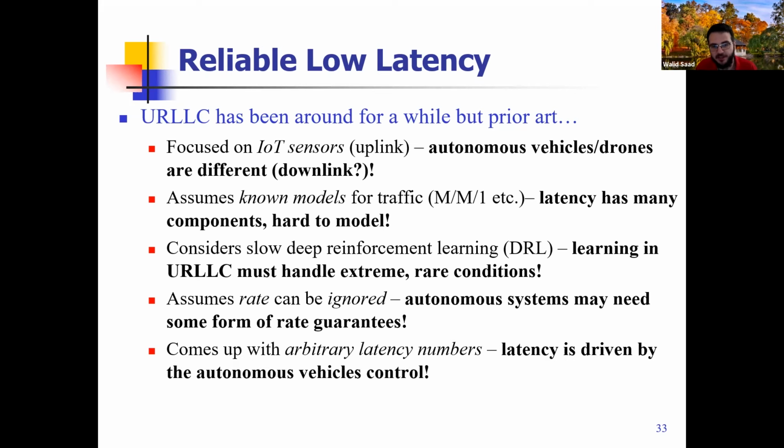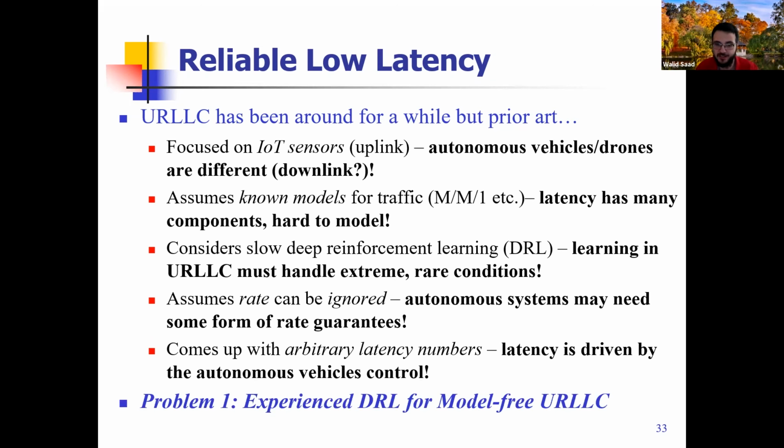Now from this, there's also this idea of what is low latency. What are the numbers we need to look at? From this motivation, they span two problems. One I'm going to discuss, one I'm not. The first one is experience deep RL for model-free, let's say, reliable low latency. I don't want URLLC to connote the 3GPP definition, because we're not specifically looking at short packets uplink IoT, although it could apply there.